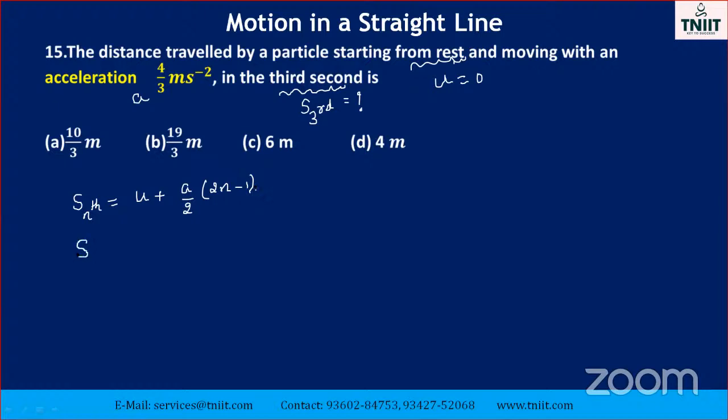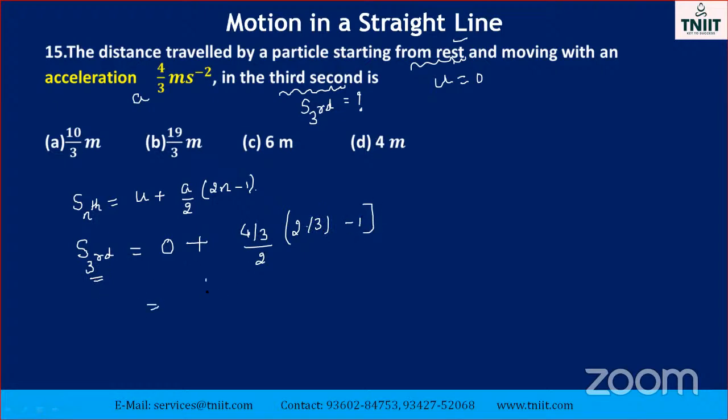Now they are talking about the distance traveled in the third second. So why is u 0? Because the particle is at rest. Plus a by 2. Acceleration is given as 4 by 3, by 2, into 2 into n. n is 3, because we are calculating for the third second. Minus 1.